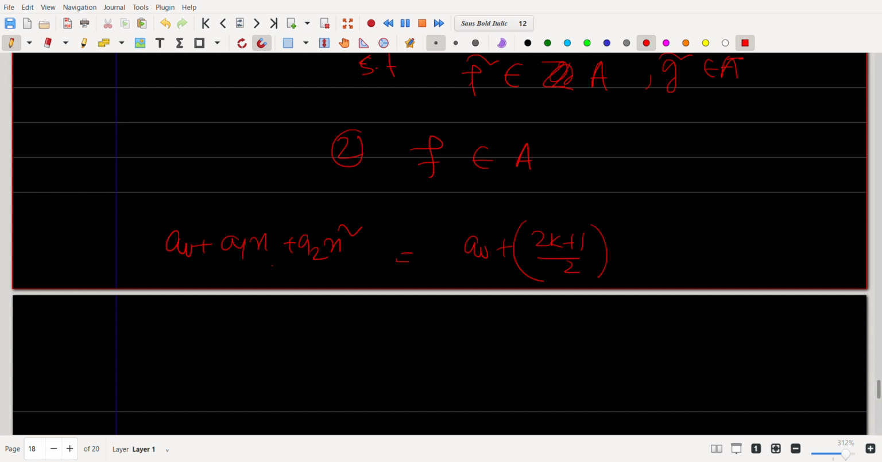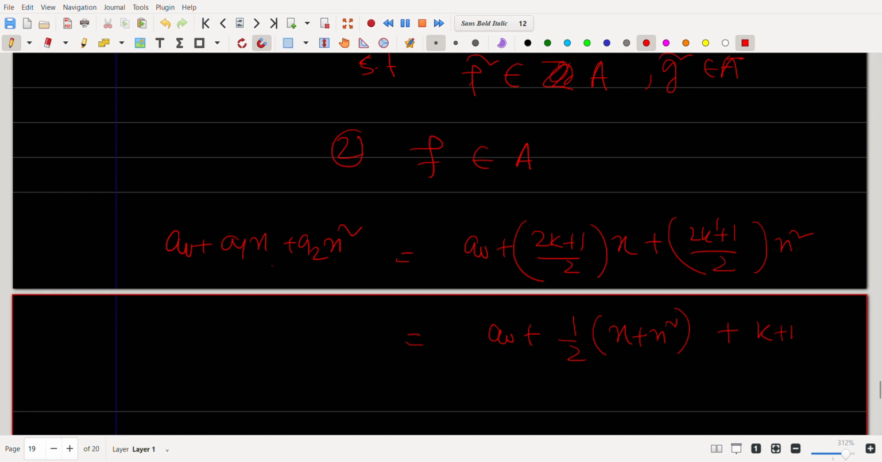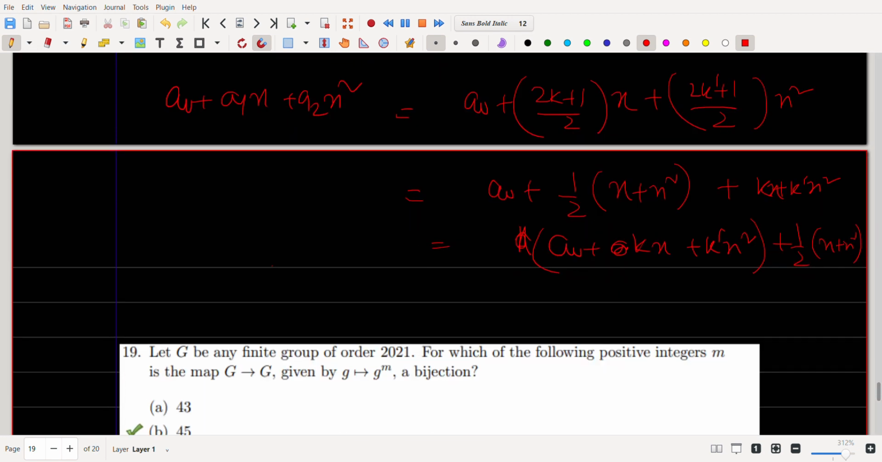So that means a0 plus (2k plus 1)/2 times x plus (2k' plus 1)/2 times x square, which is the same as a0 plus half times x plus x square plus k plus kx plus k' x square. So a0 plus kx plus k' x square, this plus half times x plus x square.